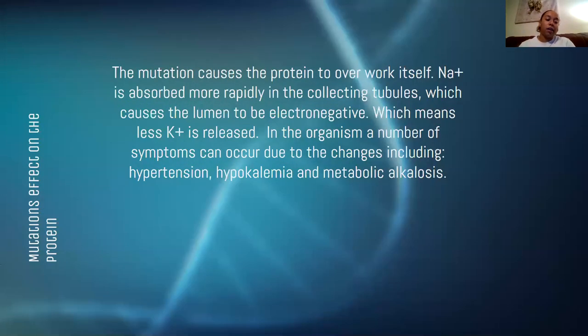And finally, the mutation's effect on the protein. The mutation causes the protein to overwork itself. Sodium is absorbed more rapidly by the collecting tubules, which causes the lumen to be electronegative, which means less potassium is released. In the organism, a number of symptoms can occur due to changes, including hypertension, hypokalemia, and metabolic alkalosis.